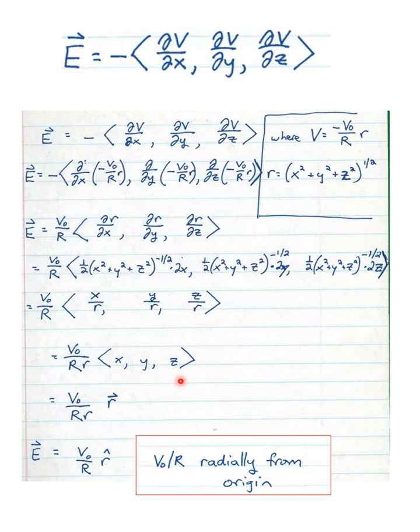Now the vector x, y, z is the position vector. It's the r vector. So I've replaced it there. So that cleaned up very nicely. That's the vector of the electric field, just V naught over big R times r hat. Now r hat is just the radial unit vector going out. So we could say that the magnitude is V naught over R, and the direction is radially outward.